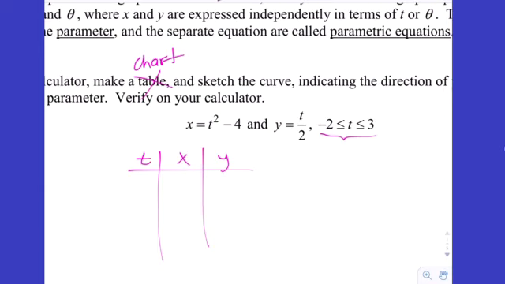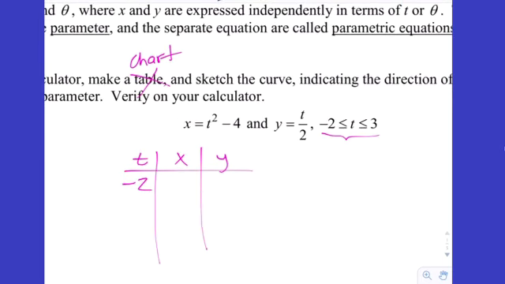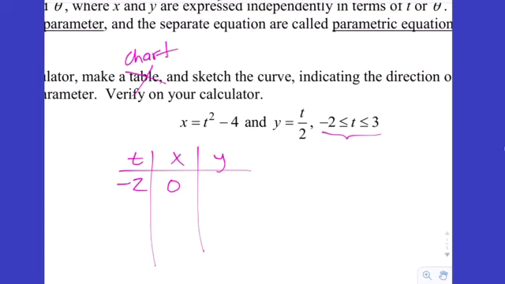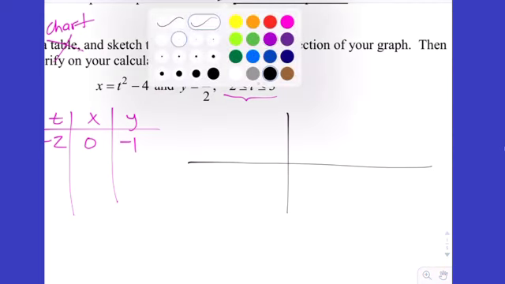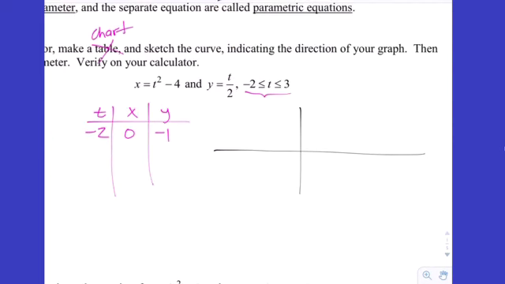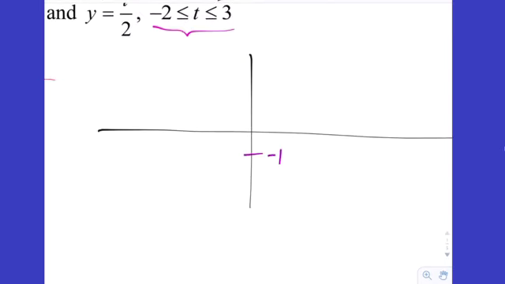So let's just use the easy numbers. We'll count by just positive integers starting at -2. So when t is -2, what is the x-coordinate? 0, right? And what is the y-coordinate? -1, right? -1. So let's come over here and start graphing what this looks like. So there's my x and y axis. So when t equals -2, we have an ordered pair 0, -1. 0, -1 would be right there.